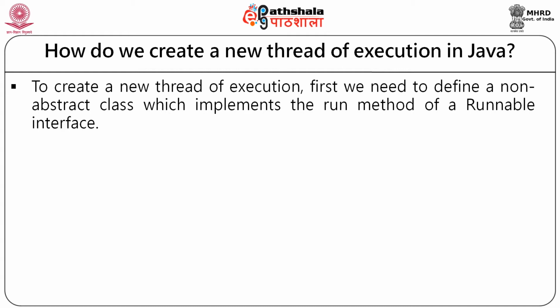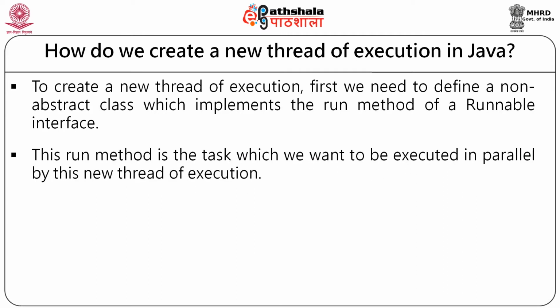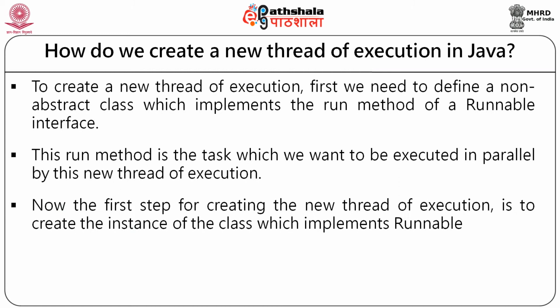In order to create a new thread of execution, we would first need to have a class which defines the task to be carried out. The task to be carried out is defined by a non-abstract class which implements the run method of a Runnable. This run method of the Runnable is nothing but the task which will be carried out by a separate thread of execution in parallel. So, the first step would be to create an instance of a class which implements the Runnable interface.